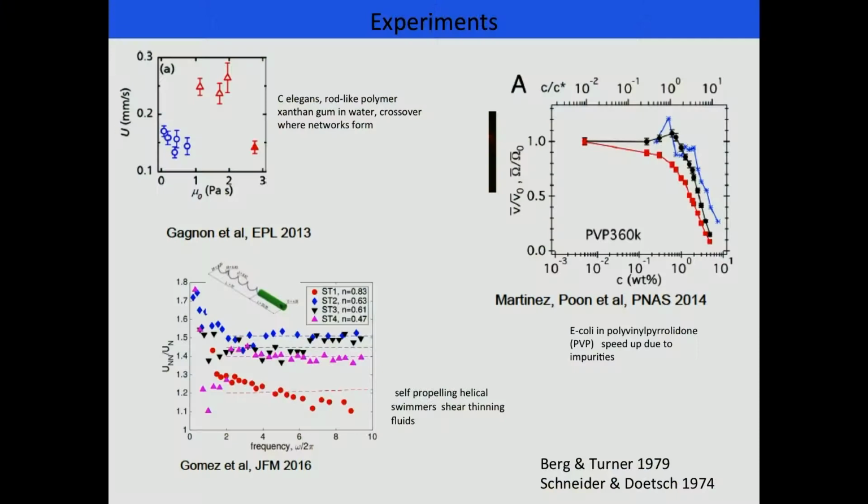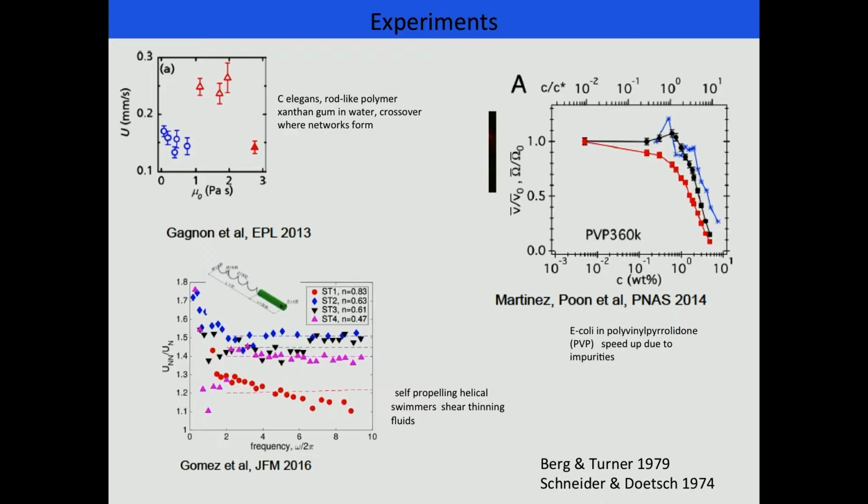If you talk to Wilson Poon, he says that that's wrong because they've got too many impurities in there. He says that really there isn't very much of a speed up at all, and that all this stuff about a speed up is wrong, and what you get is it's more or less flat till here, and by then you've really got a very, very dense suspension, and then the velocity goes down.